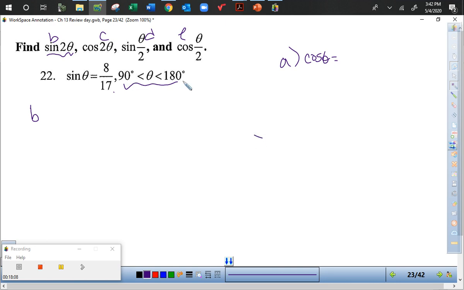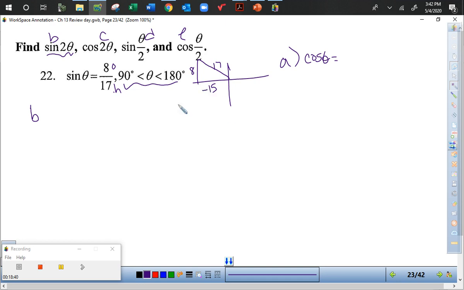This right here is quadrant 2. I'm going to draw a triangle, and I need the sine, which is opposite over hypotenuse, to be 8 over 17. So 8 over 17 looks good because we're in quadrant 2, where sine is positive. Then we have to find this missing side. Well, 17 squared is 289 minus 8 squared, which is 64. That leaves us with 225. The square root of that is 15. Going to the left here, we need a negative.